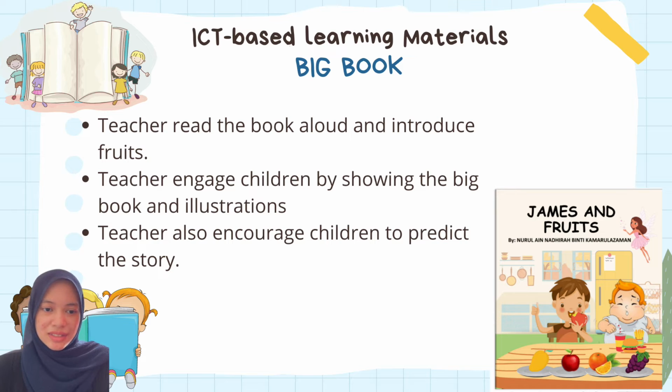The next point is that the teacher also encourages children to predict the story. When I flip to the next page, I am going to ask the young children to predict what happens next. What happens to James? And what is the next fruit? They have to predict what the next fruit is and what is going to happen to James.